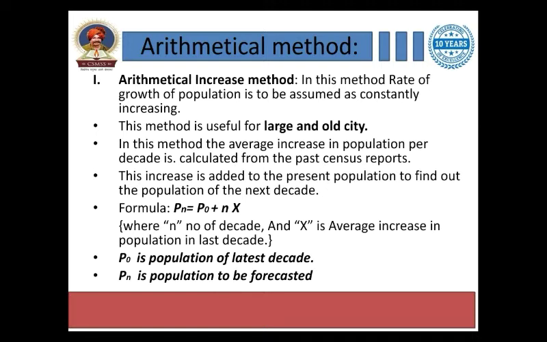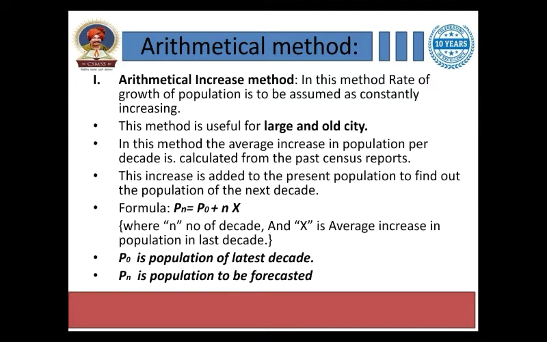In this method, the average increase in population per decade is calculated from the past census report, right? The previous census report, we can call it. This increase is then added to the present population to find the population of the next decade. It means we will use the data of previous decades, interpret it, and by using it we will forecast the population for the next decades, right? So what is the formula? It is Pn equals P0 plus Nx.